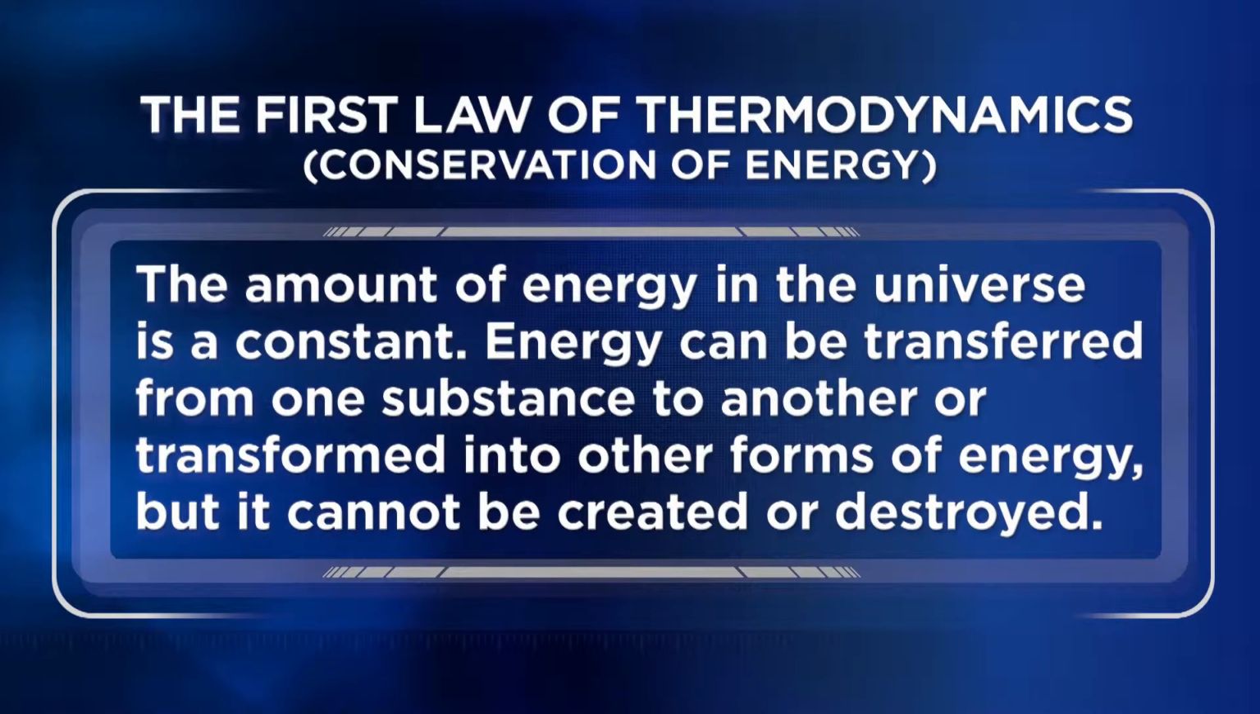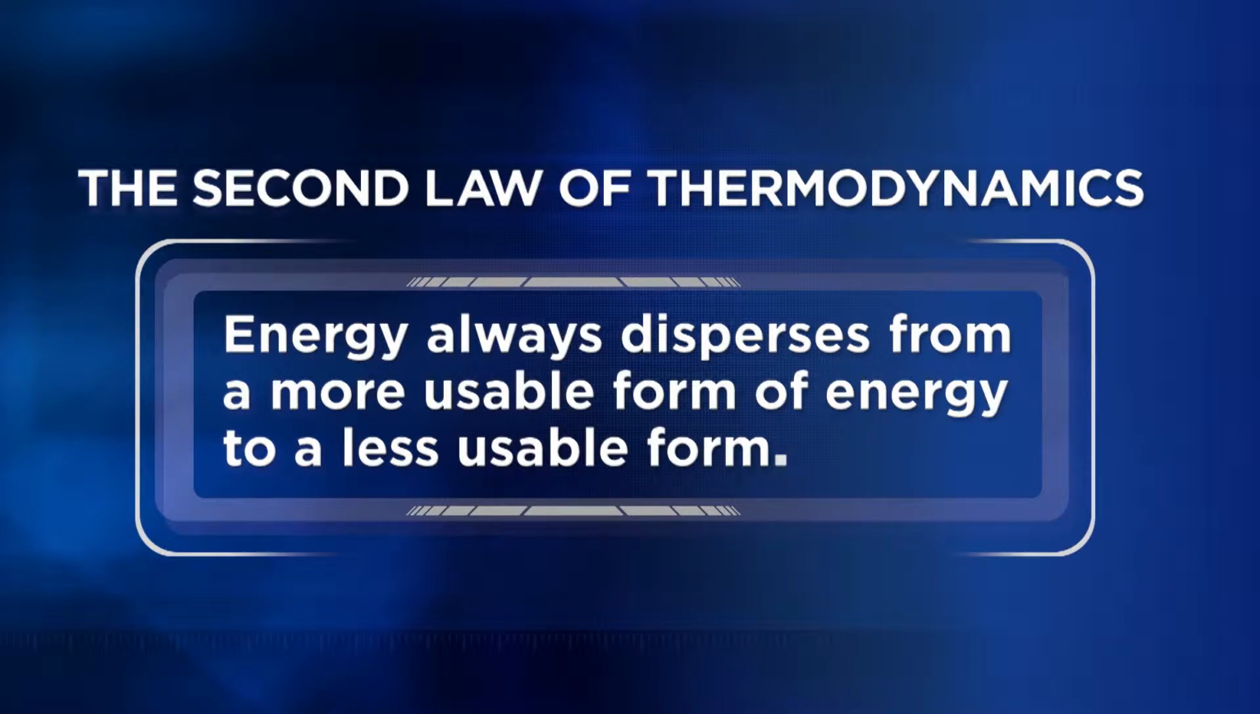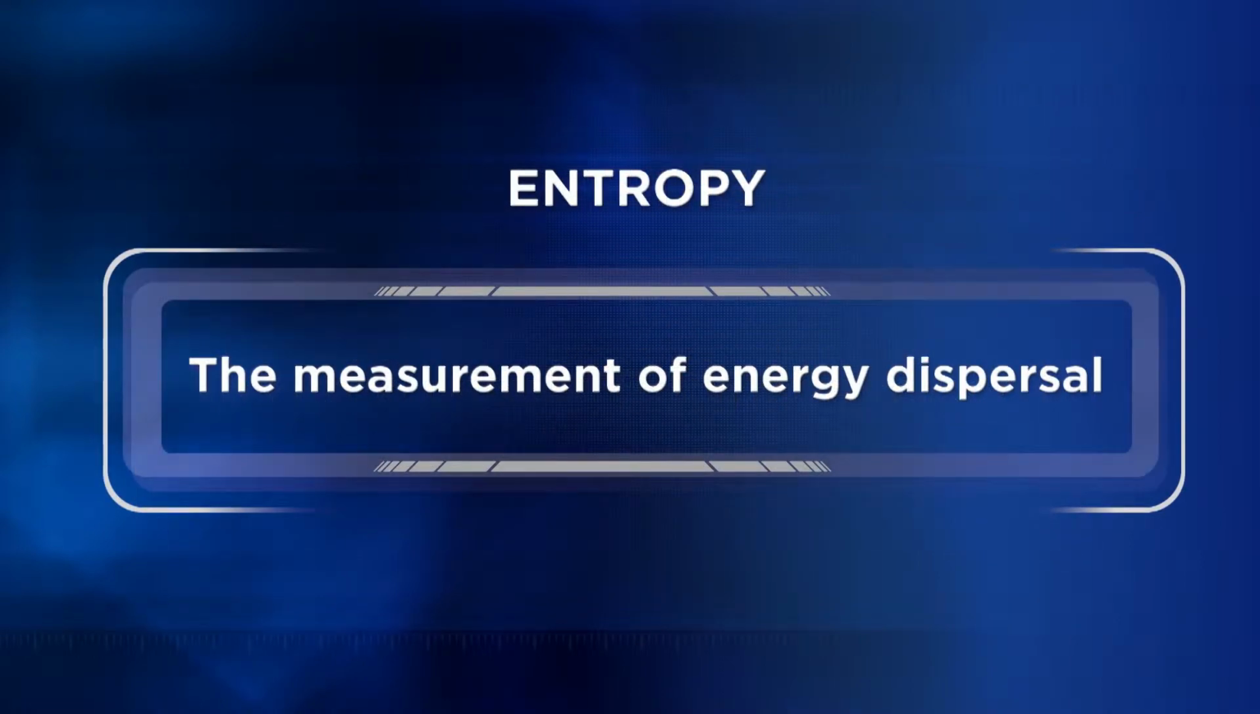The first law of thermodynamics is also called the law of conservation of energy, and it states that the amount of energy in the universe is a constant. The second law of thermodynamics states that energy always disperses, or flows, from higher concentrations to lower concentrations. This dispersed energy is called entropy, which is the measurement of energy dispersal.